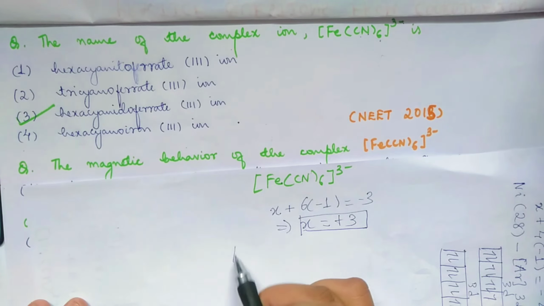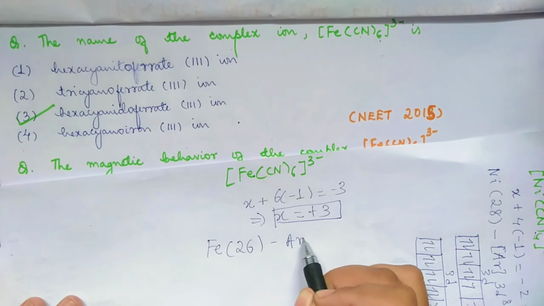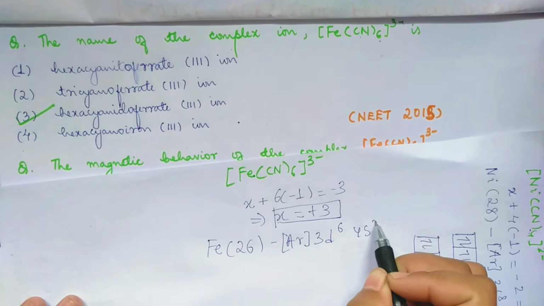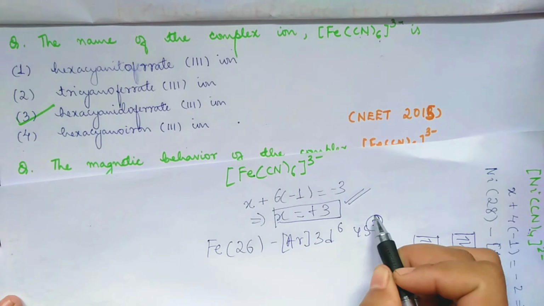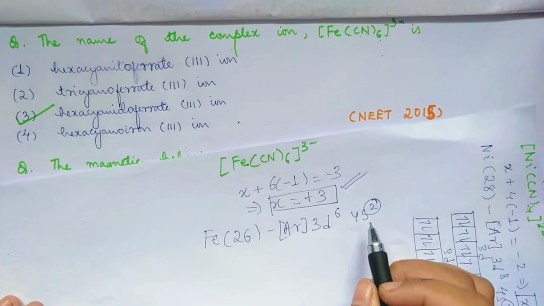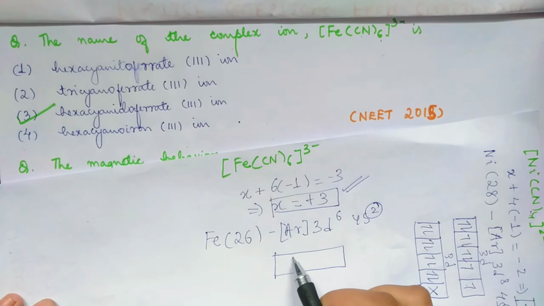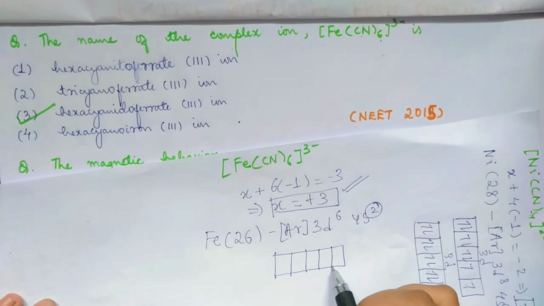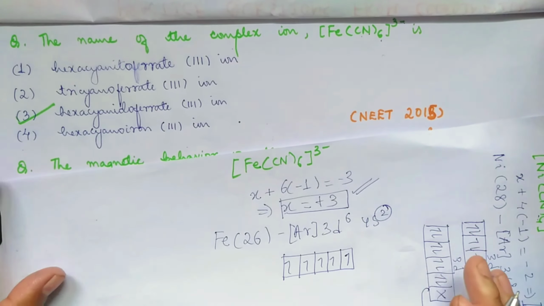Okay, then next, write the electronic configuration. We have argon 3d6 4s2. Since the oxidation state is +3, that means 3 electrons are lost. 2 from the 4s, 1 from the 3d. Then in the 3d we are left with how many electrons? With 5. 1, 2, 3, 4, 5.